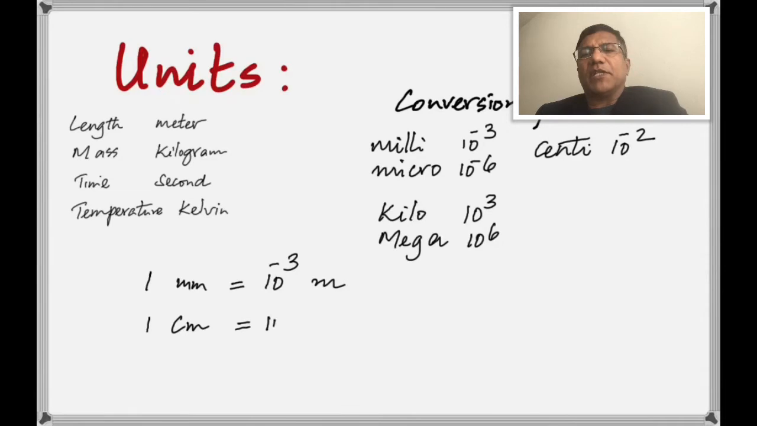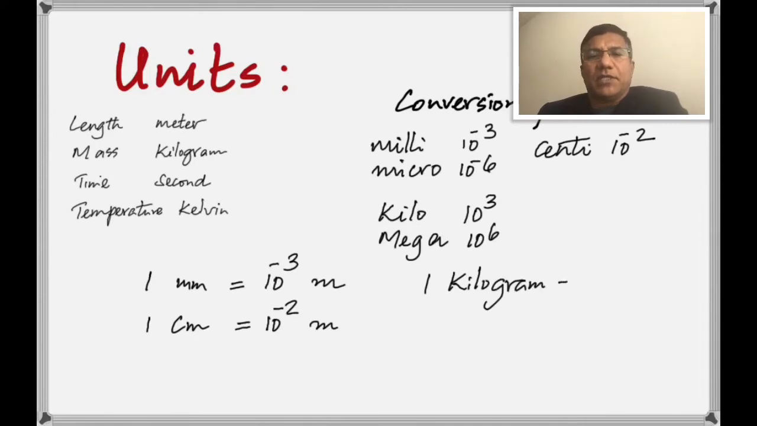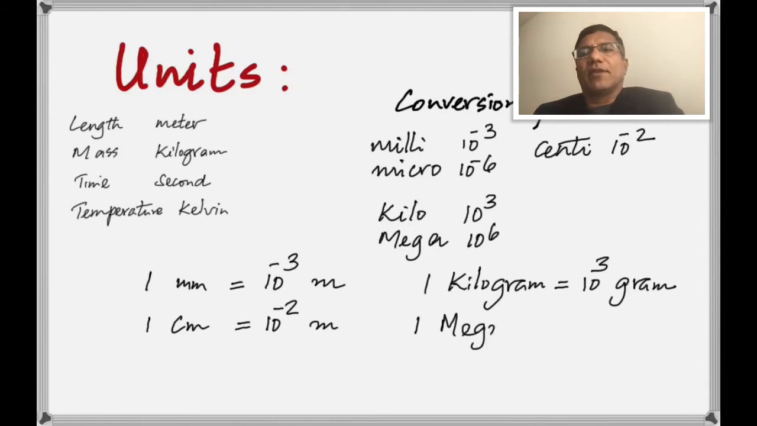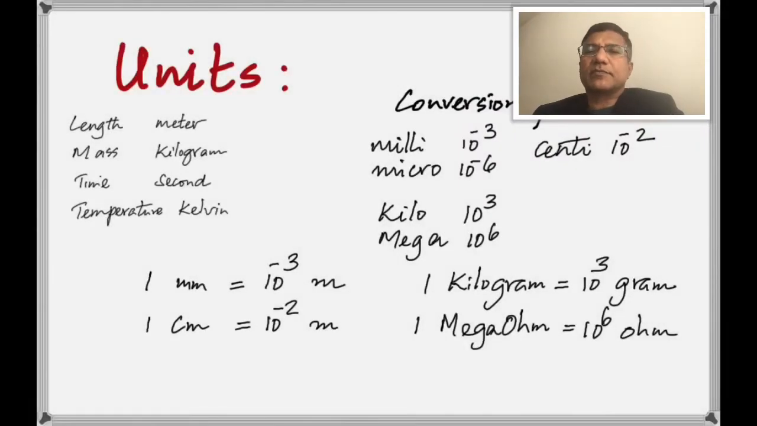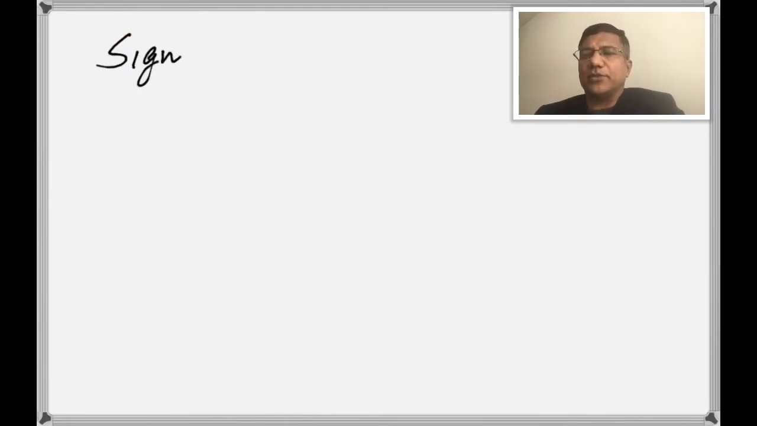As an example, 1 millimeter is 10 to the negative 3 meter. 1 centimeter is 10 to the negative 2 meters. And again, a kilogram would be 1,000 grams, or 10 to the power 3 grams. The unit of resistance is ohm, and mega ohm would mean 10 to the power 6 ohms, or a million ohms. So that's about the units.